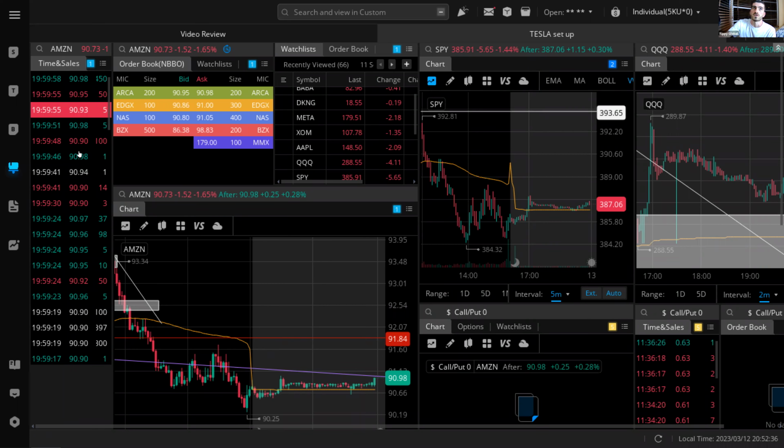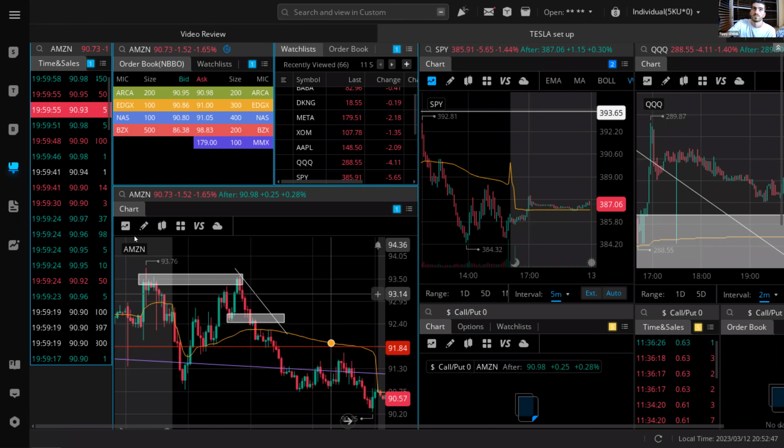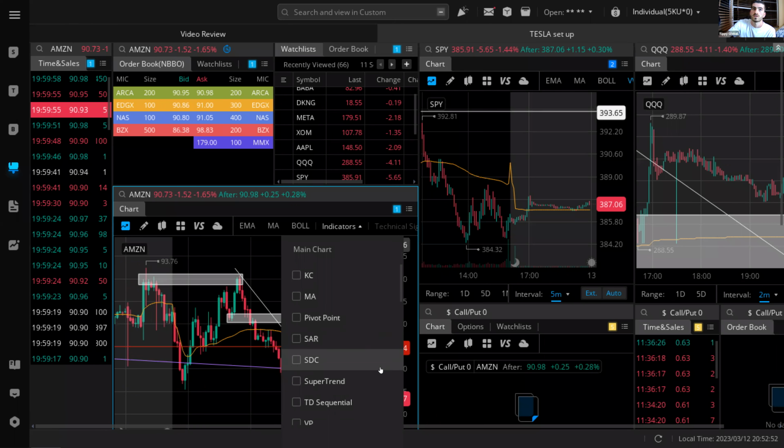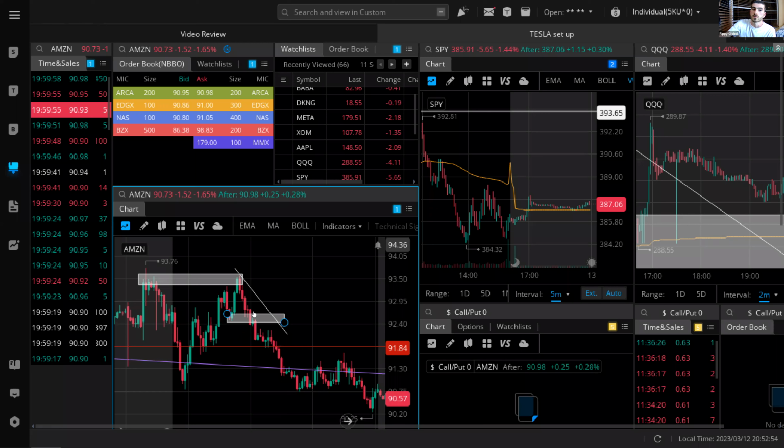So on the left side here, I have the time and sales. I have the order book. I have my watch list. And I have just the chart of the stock that I'm looking at to buy an option for. So for this example, I have Amazon right here. And let me take off these indicators because that's going to be kind of annoying. So I have the Amazon chart here.